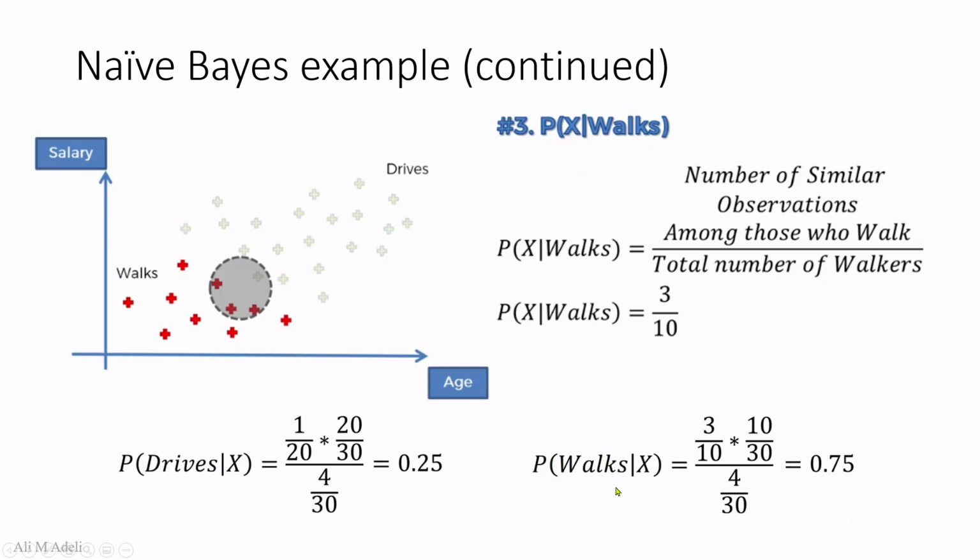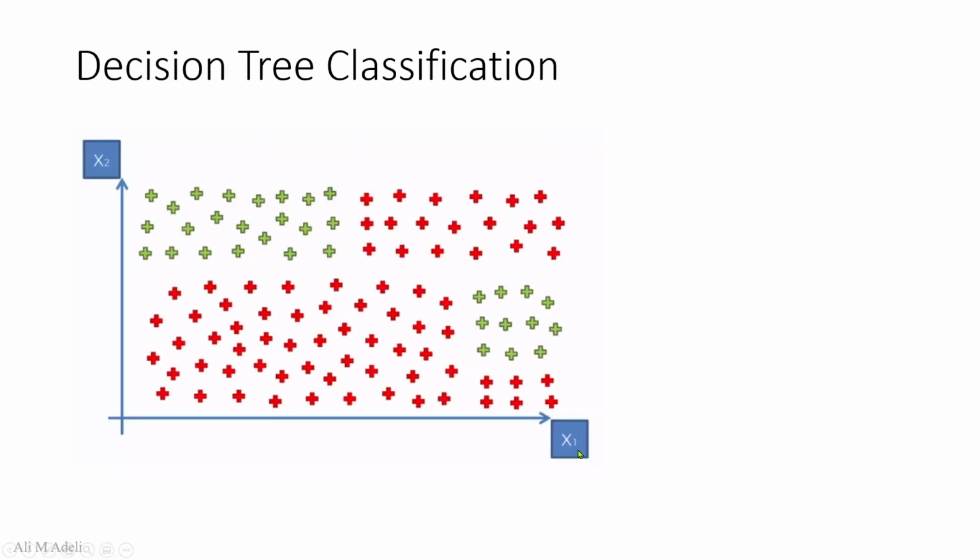So that was just the overview of the naive Bayes classifier and how it works. Now let's talk about the next one, which is decision tree classification.